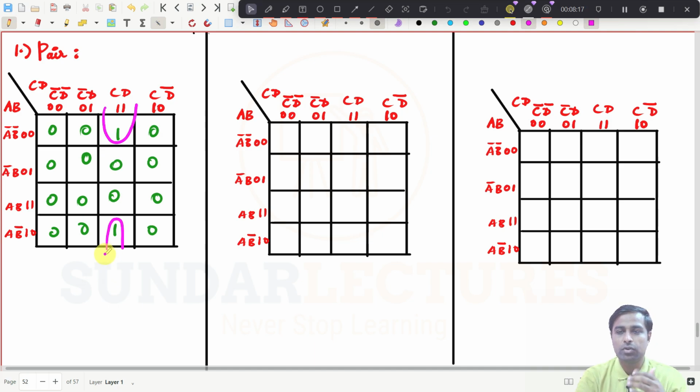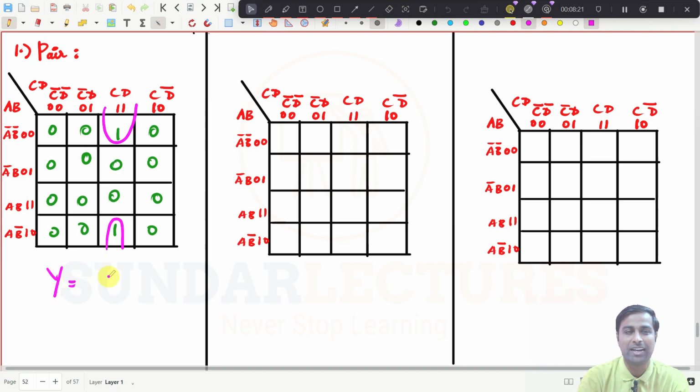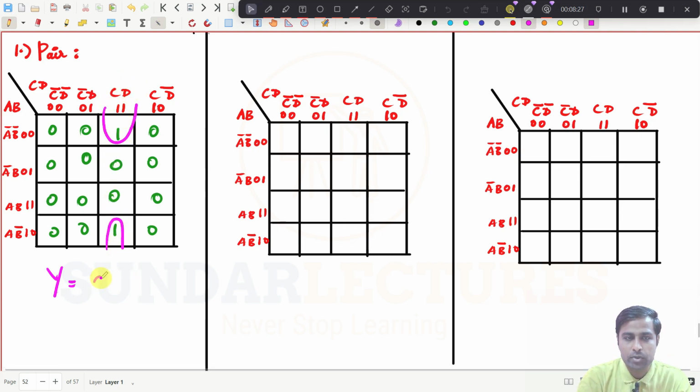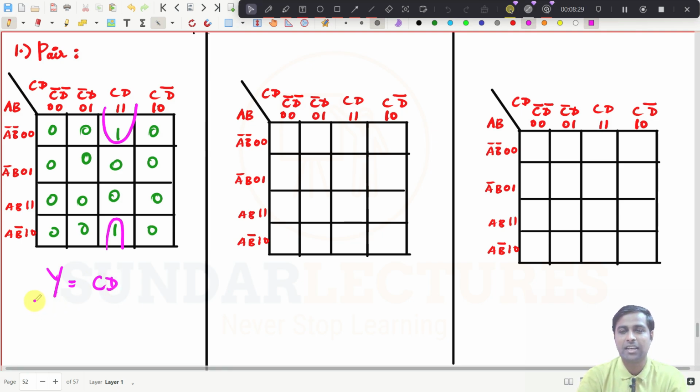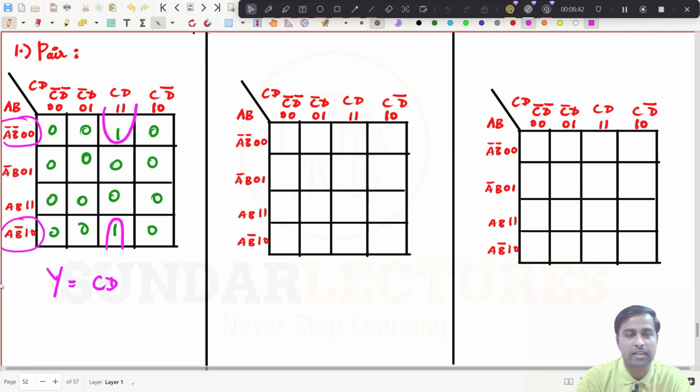So how are you going to write the y expression here? That is the whole idea. Try to understand. If I look straight into this, CD is there. There is only one value, so I can put CD directly here. But what I have to do is look at this cell and this cell, and see what the common term is. B bar is the common term, right?